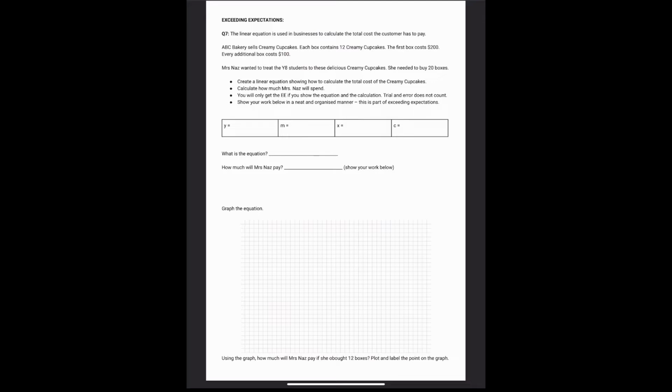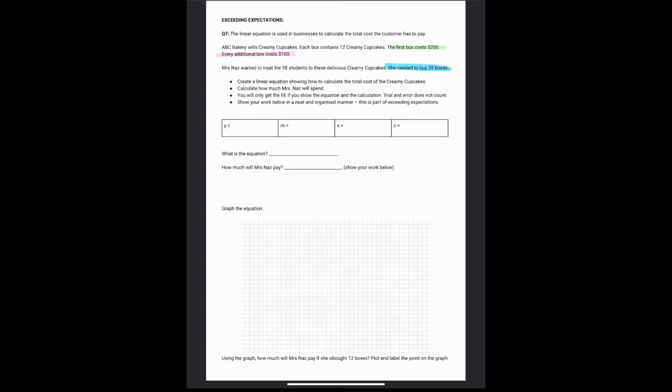From this we know the first piece of important information is the first box costs $200. The second piece of important information is every additional box costs $100. And the last piece of important information is she needed to buy 20 boxes.